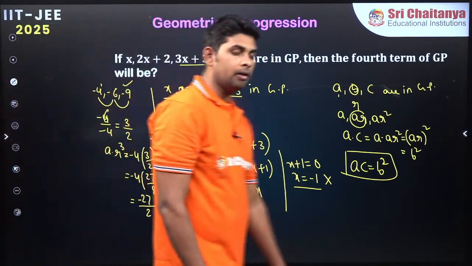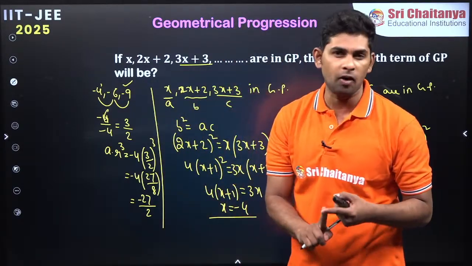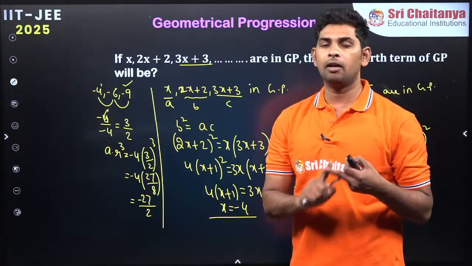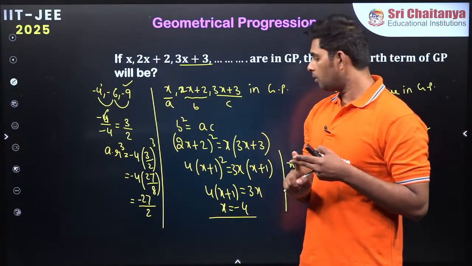So that's how you are solving for x, even though the terms of the GP are given in variable form. Still we can get the value of x as well as any term of the GP. Right.